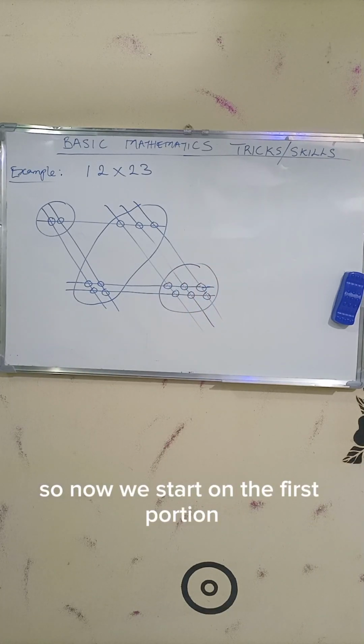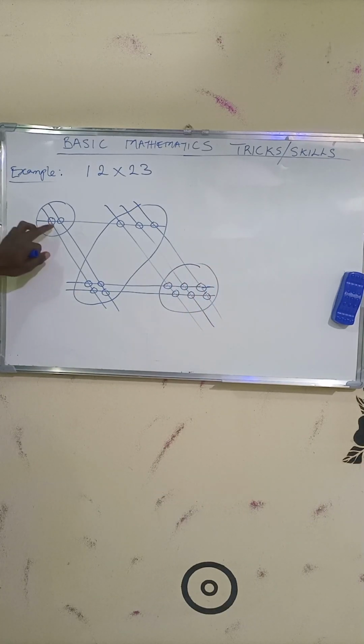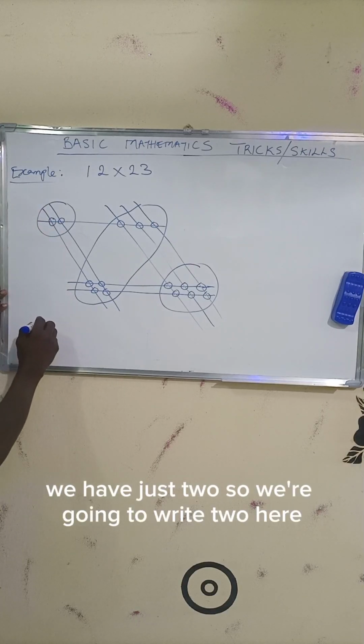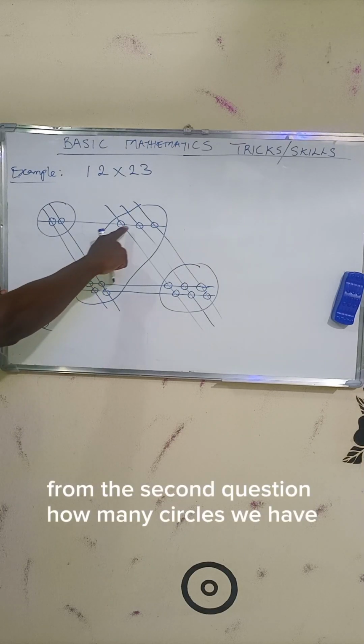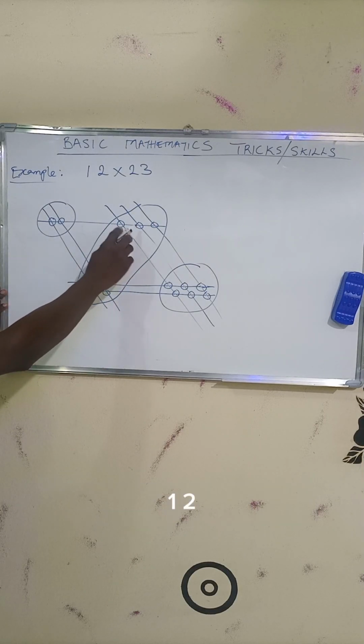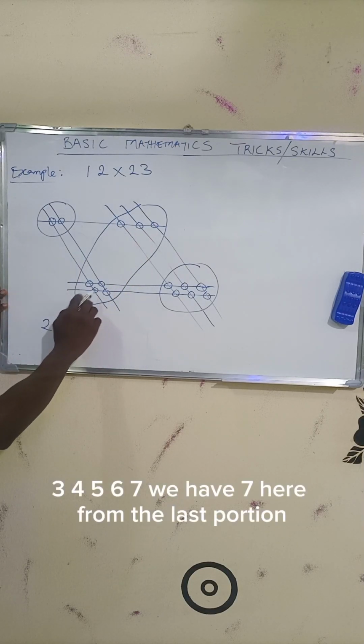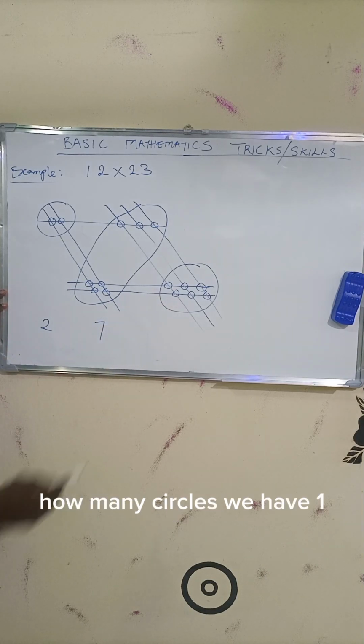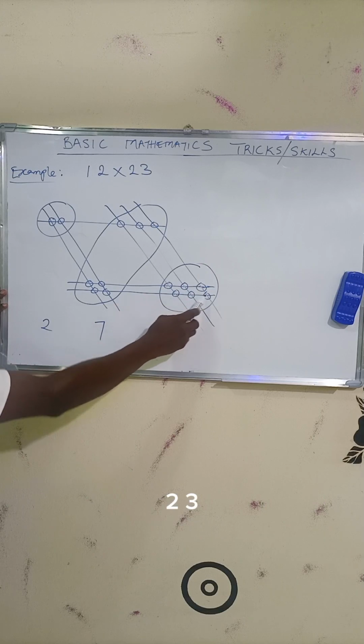So now we start. From the first portion, how many circles do we have inside? We have just 2. So we're going to write 2 here. From the second portion, how many circles do we have? 1, 2, 3, 4, 5, 6, 7. We have 7 here. From the last portion, how many circles do we have? 1, 2, 3, 4, 5, 6. We have 6.